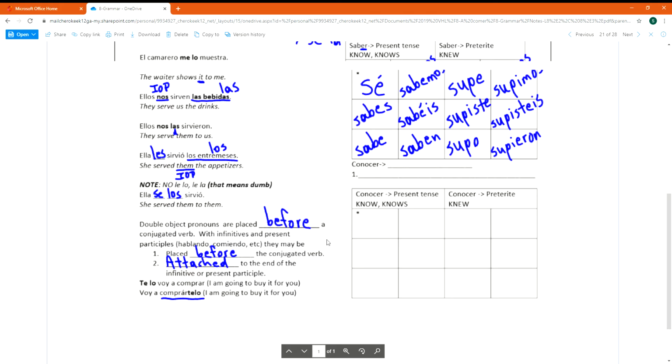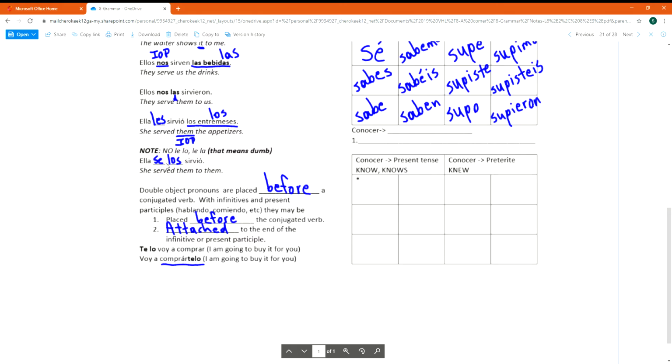Alright, so essentially what we're saying is the double object pronoun comes before the conjugated verb. Now, let's look at a couple of examples where we have two verbs. If that's the case, then I have two options. I can put the double object pronoun before the conjugated verb, or, as you're going to see, we can attach it to the second verb, which is going to be an infinitive or like present progressive, the whole ing thing, like comprando and so on.